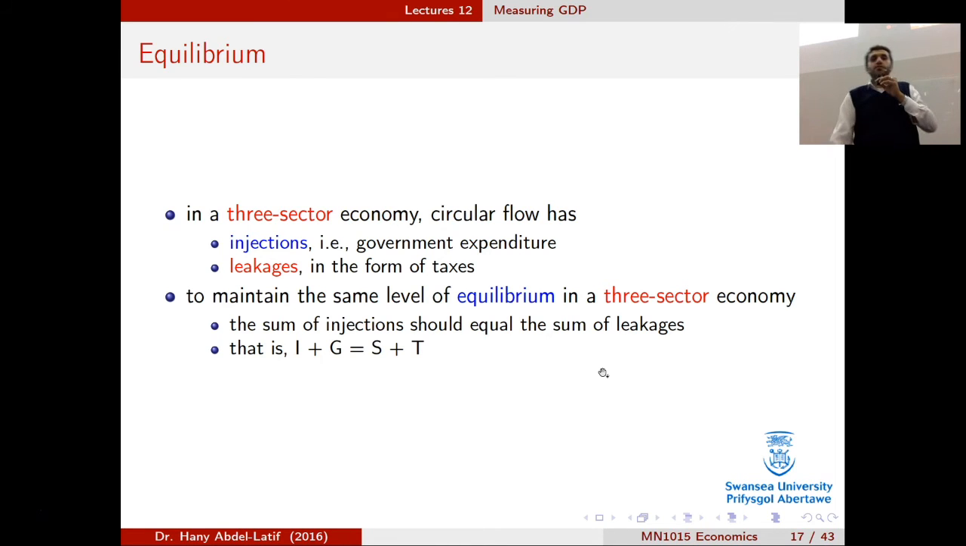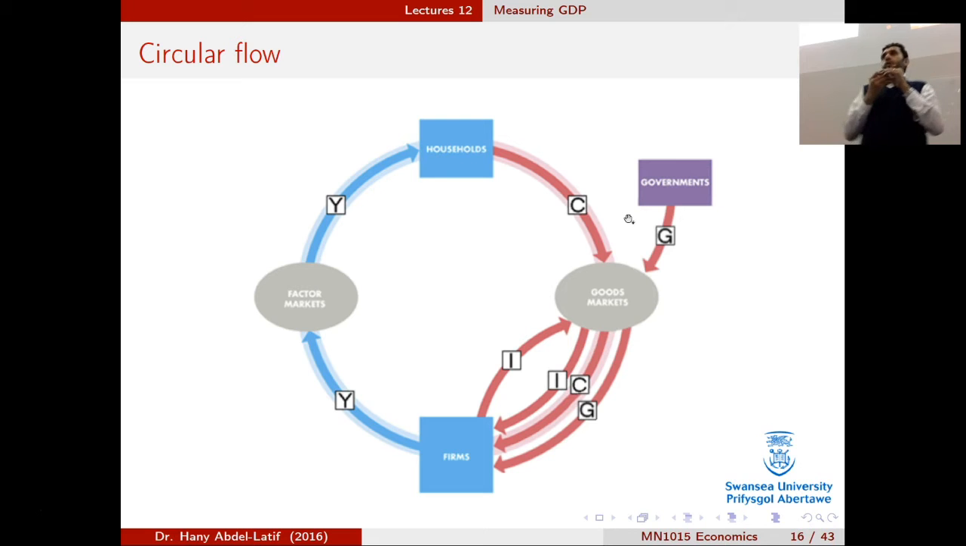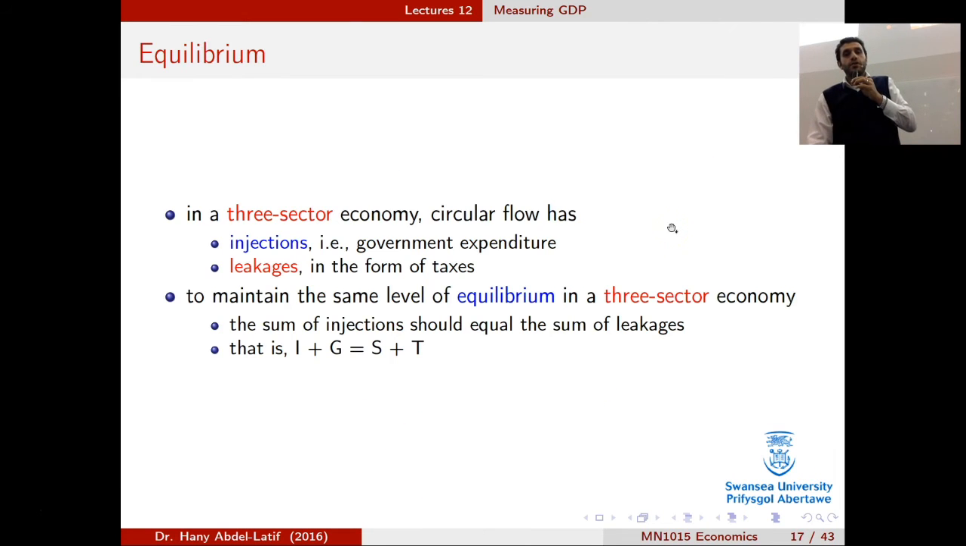So to maintain the same level of equilibrium, we didn't see taxes here. So what happens when households receive their incomes? They spend on consumption, but before spending on consumption, something goes to the government, which collects taxes. So the after-tax income, when they have already paid the tax, is what will be available for spending on consumption or saving. So to maintain this level, we need to have the injections, which is the government expenditure. We have the leakages, which in this case are taxes and saving. Taxes go out of the flow, saving the same thing. So to maintain the equilibrium, we should have the sum of injections, I plus G, equal S plus T.